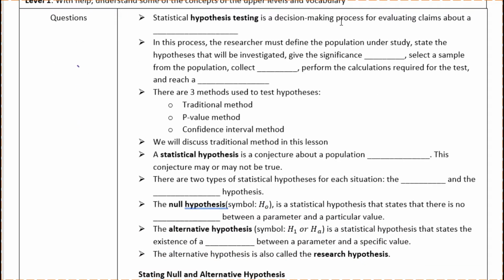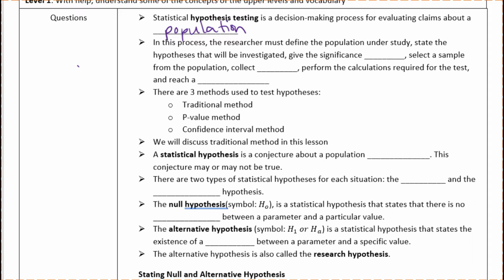This is a process that you use to evaluate claims about a population. So if you want to study the average age of the United States citizens, then your parameter is the average, right, that you want to evaluate. In this case we want to evaluate claims about a given population, whatever population you're studying. And in the example that I gave, it would be United States citizens, right? So it's a decision-making process used for this purpose.